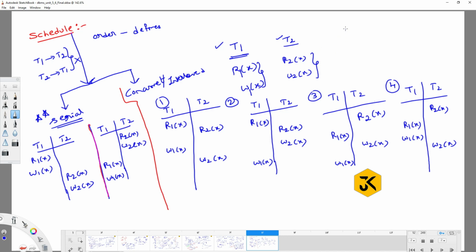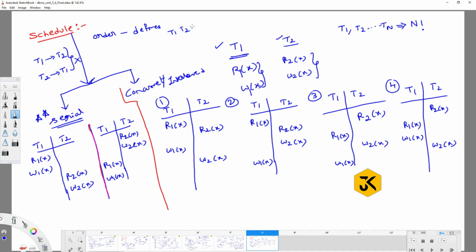Right? For example, if I am going to have n transactions, T1, T2 and so on, Tn, how many serial schedules are possible? n factorial ways, right? If you want, you can just cross check.